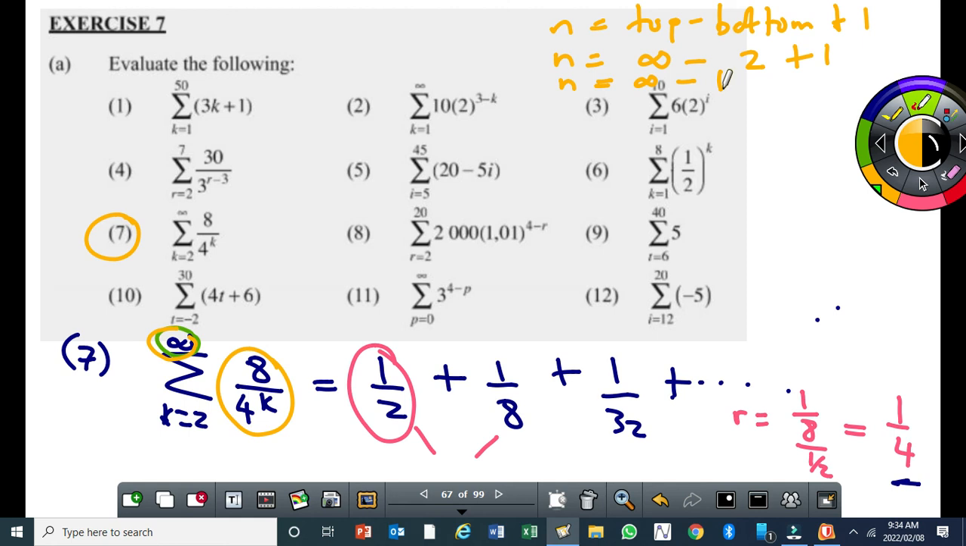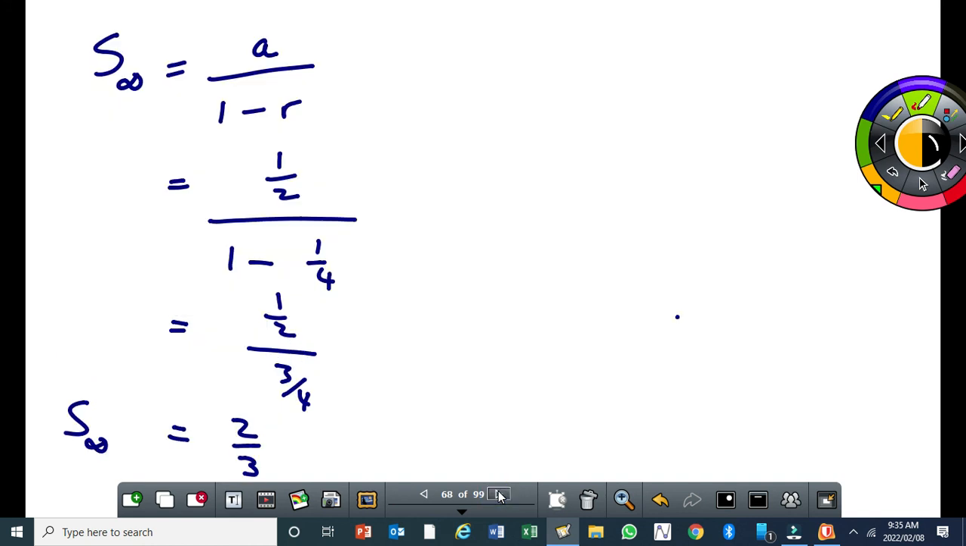So I know my first term. Now I need to determine the common ratio. T2 over T1 will give me a quarter. Since the common ratio is between -1 and 1, it means we are dealing with an infinite geometric convergent series. Therefore, to calculate the sum, we have to use the sum to infinity formula. We only use this formula when the common ratio is between -1 and 1. That needs to sink into your blood and it must flow everywhere inside you.